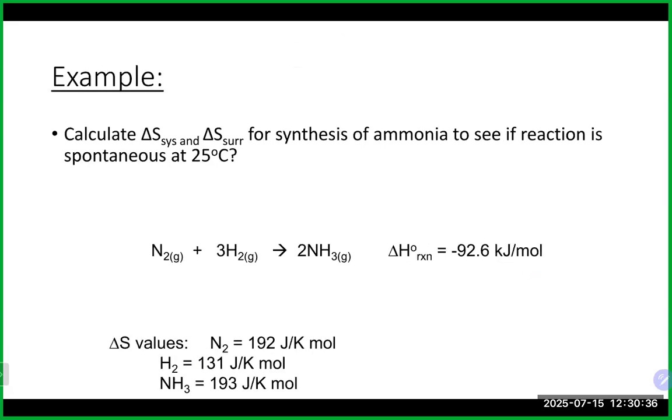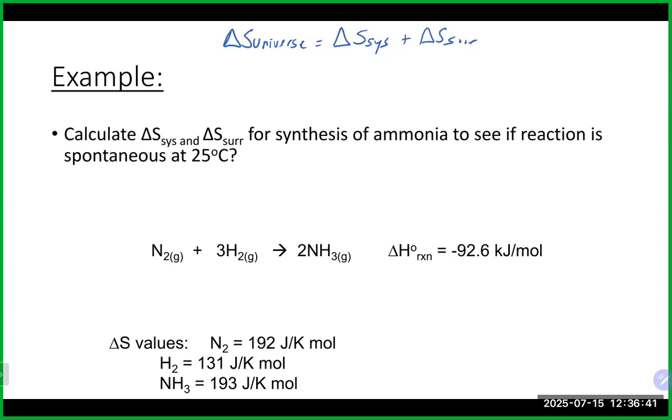All right, so why don't you try one here then? Here's some values. What is the delta S of the system, the surroundings, and is this reaction spontaneous at 25 degrees Celsius? Okay, let's take a look. So really, again, as we talked about, you've got to calculate delta S of the universe to determine if it is spontaneous or not. That's the delta S of our system plus the delta S of our surroundings.